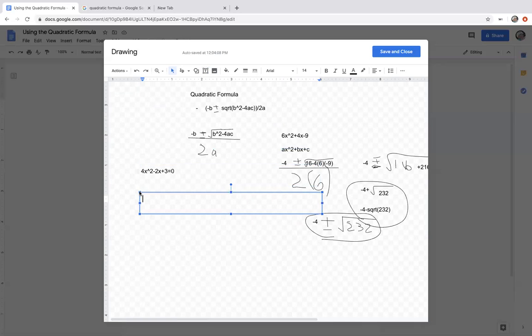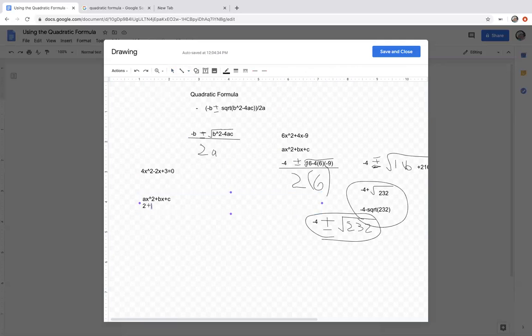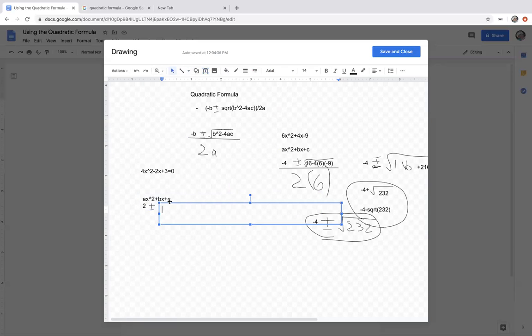Negative b. So let me write ax squared plus bx plus c. If you just match it, you see that negative b is equal to negative 2. So negative 2, which is just 2. So let's just write that as 2, plus or minus the square root of b squared minus 4ac.